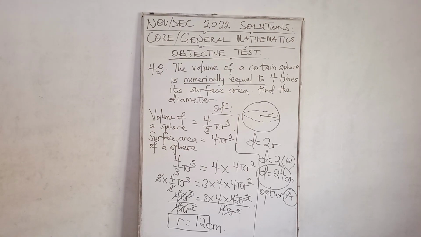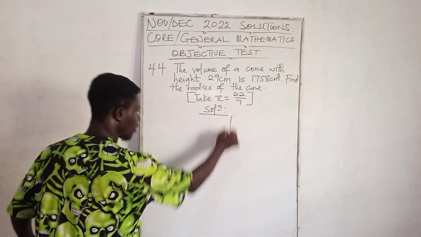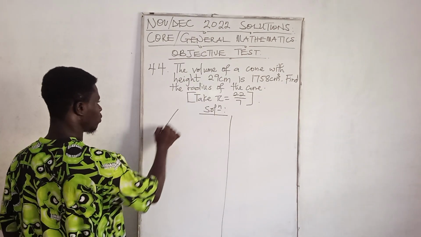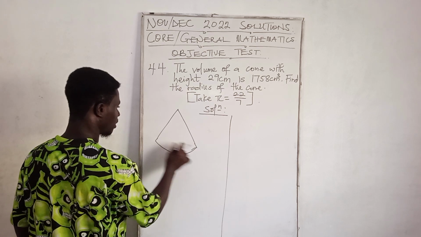So let's proceed to question 44. The volume of a cone with height 29 centimeters is 1758 centimeters cubed. Find the radius of the cone. Take pi equals 22 over 7. So now let's see our cone. So we have a cone as that.